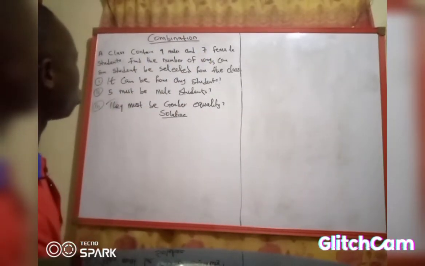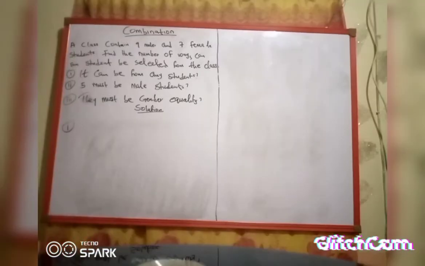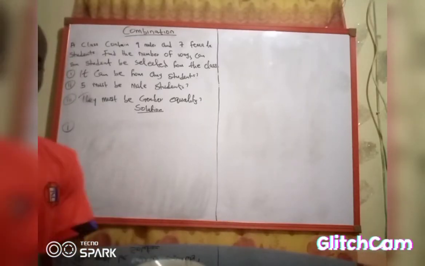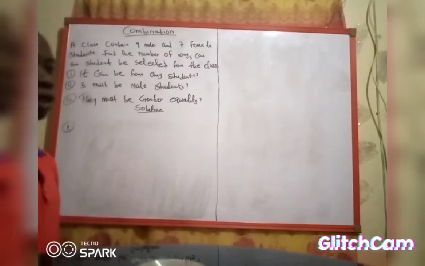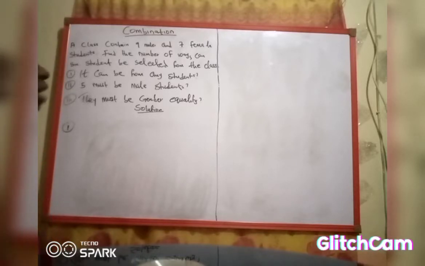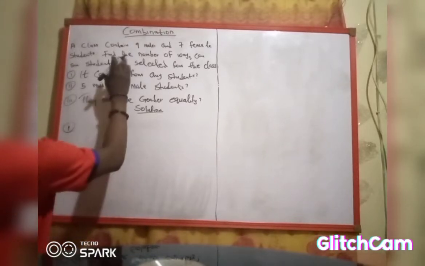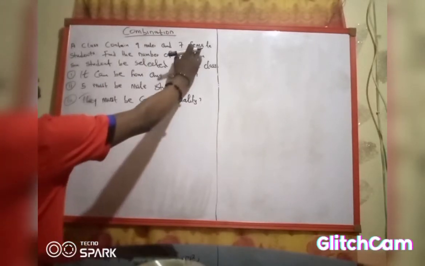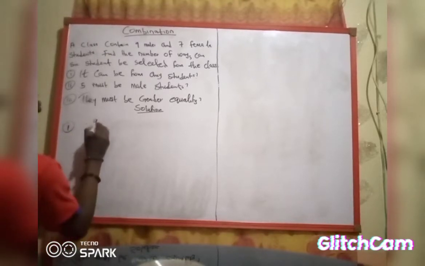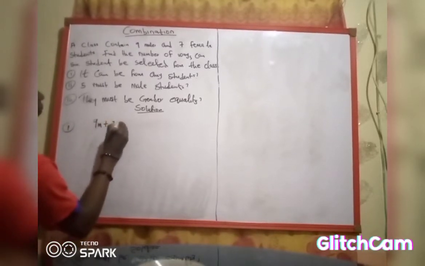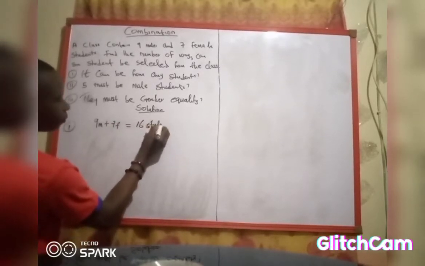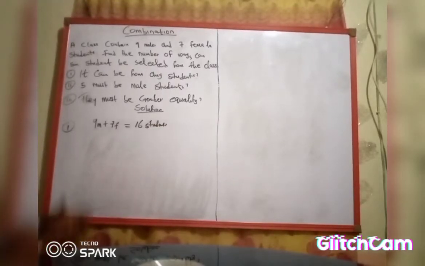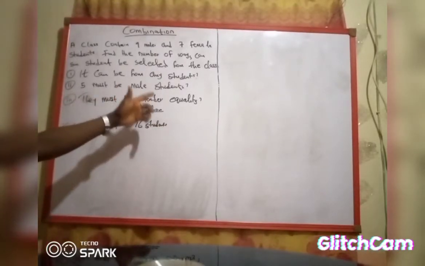So this is a combination question. So, solution. Roman numeral 1 says it can be from any student. So it can be from either a male or female student. From this question we have 9 males and 7 females. 9 male students plus 7 female students will give me 16 students. Then let's go to the question. It can be from any student.